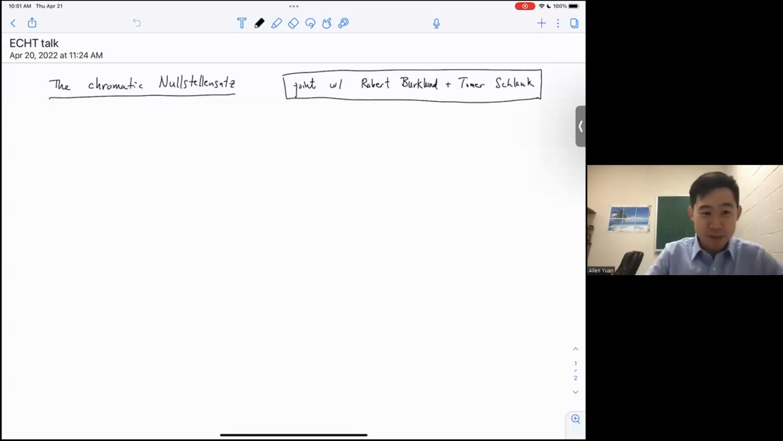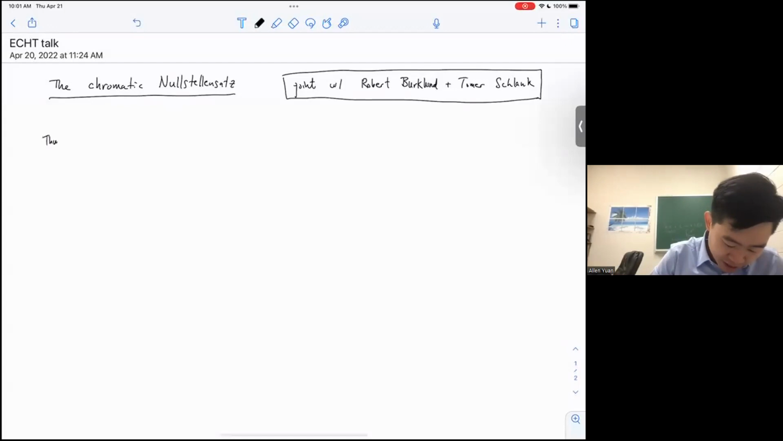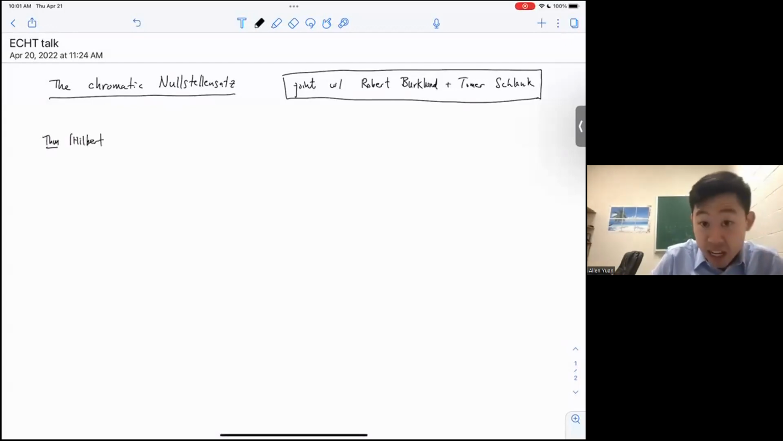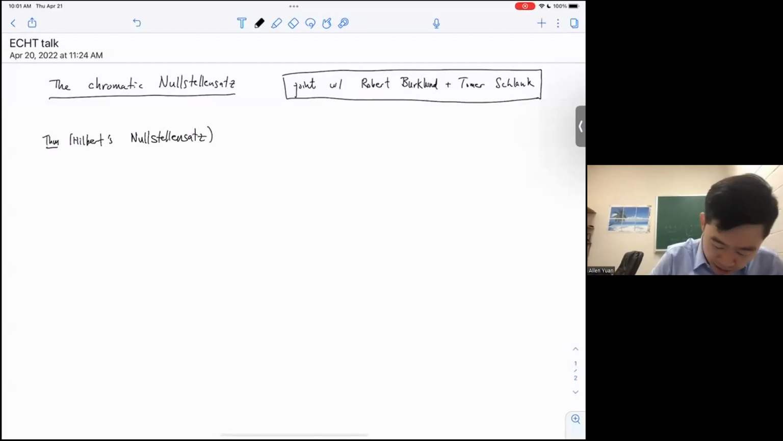So yeah, today I'm going to be talking about the chromatic Null-Stellensatz, and everything I say will be joint work with Robert Birkeland and Tomer Schlank. So the story begins with Hilbert's Null-Stellensatz, which is a theorem that gets a lot of commutative algebra and algebraic geometry off the ground classically.